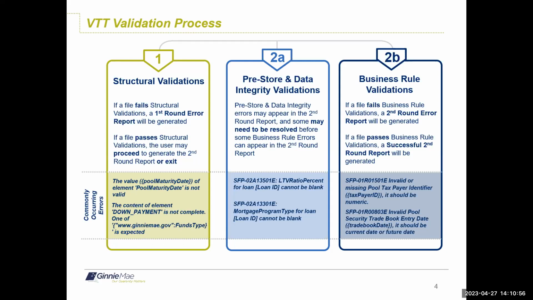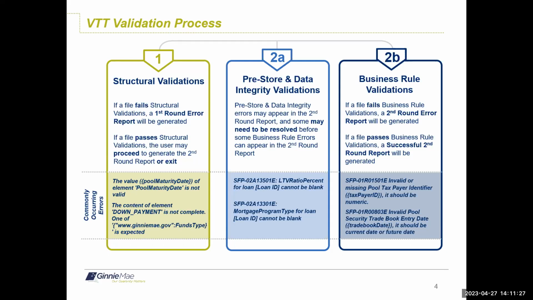We'll get into this in a little bit, but one of the main documents that you'll probably be referring to as you address structural validation errors will be our VTT user manual, and we'll show you how to get there in a little bit. But if you pass the first round, you'll click that you want to proceed to the second round. And like I said, the first sort of wave of the second round errors or validations are pre-store and data integrity. So all second round errors show up as part of one report.